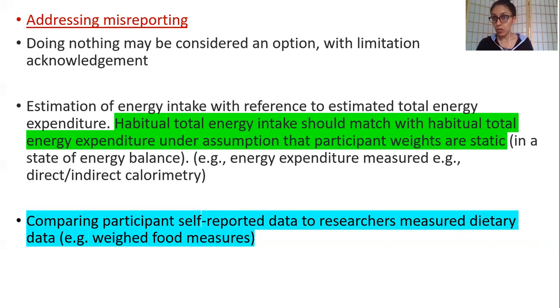But of course, there are other ways of making sure that your data is more accurate and reliable, and that would be by comparing participants' self-reported data to researcher-measured dietary data, such as weighed food measures. Okay, what are weighed food measures? We'll look at that in the dietary assessment methods. But basically this is one of the ways of addressing self-reporting error, which is you have taken the individual's dietary intake from their perspective, then you have measured the individual's dietary intake, and then it helps you to compare and cross-validate and check whether what they have reported is accurate or not.